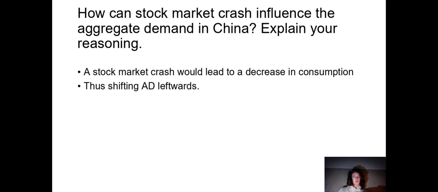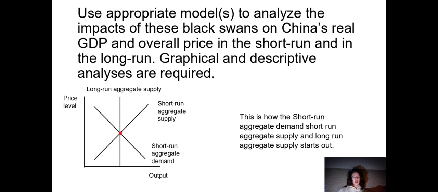The stock market crash would also lead to a decrease in consumption and shift aggregate demand to the left. So here we have models to show the impacts of the black swan events on China's real GDP and overall price level in the short run. Here you can see the original short-run aggregate demand, short-run aggregate supply, and long-run aggregate supply. The equilibrium of the short-run aggregate supply and aggregate demand is at the long-run aggregate supply, or at the natural rate of output.